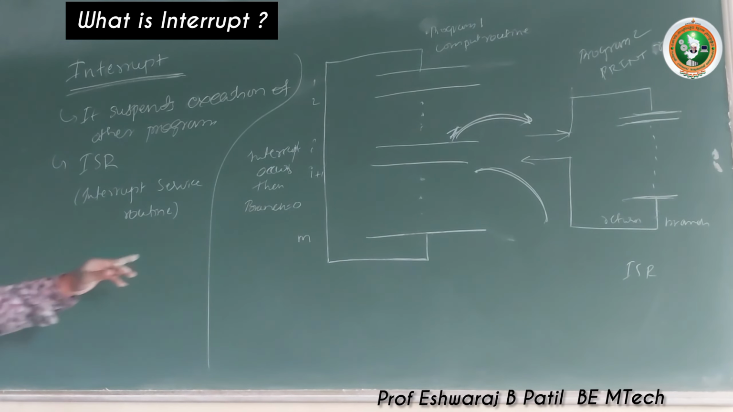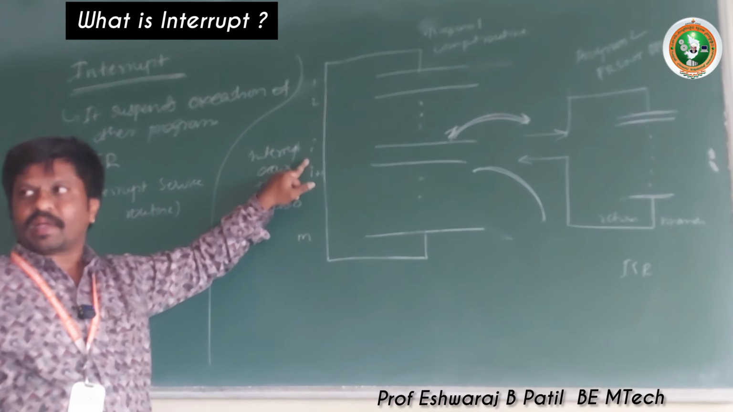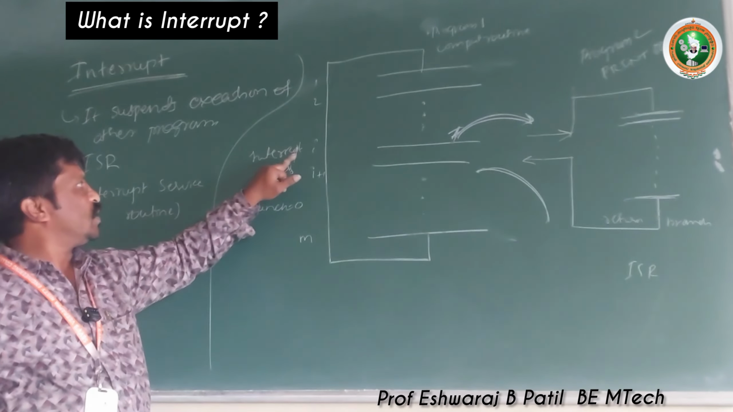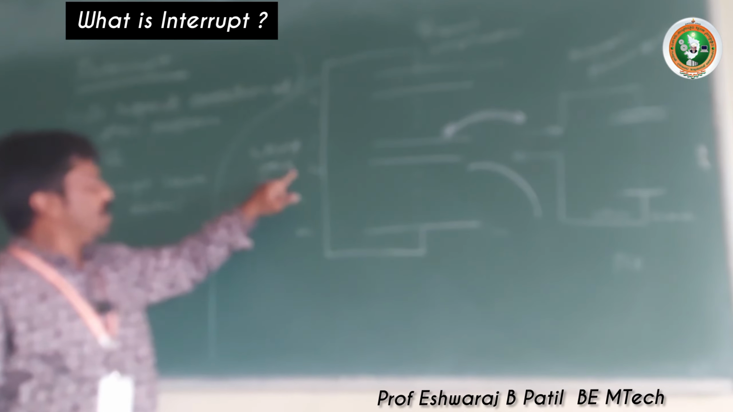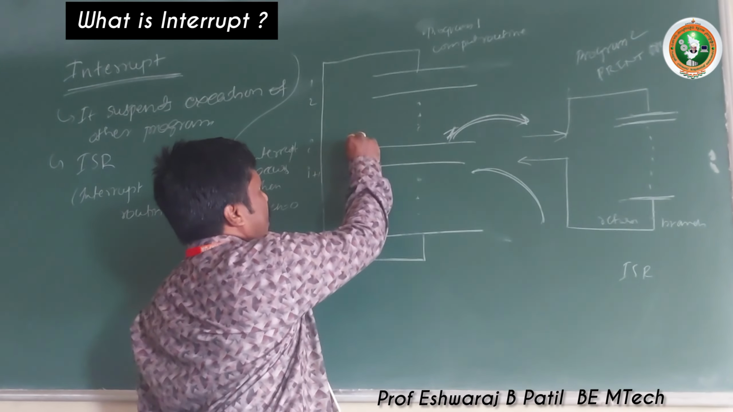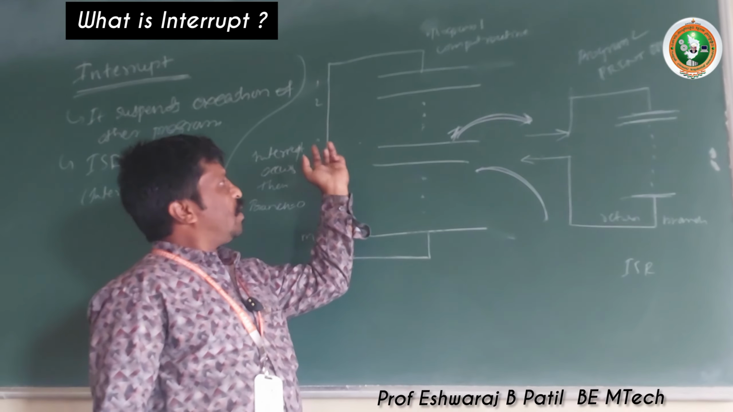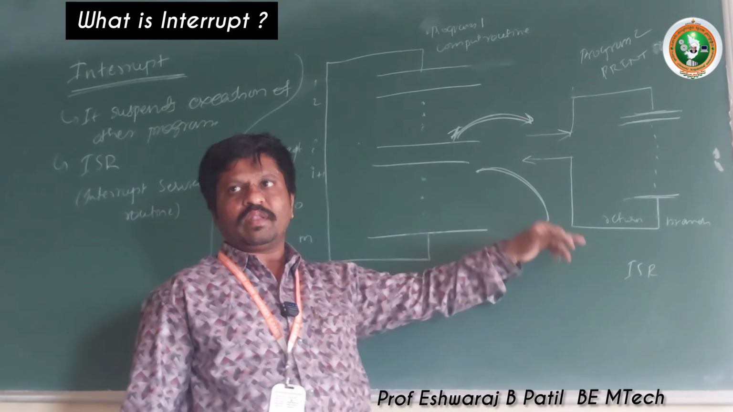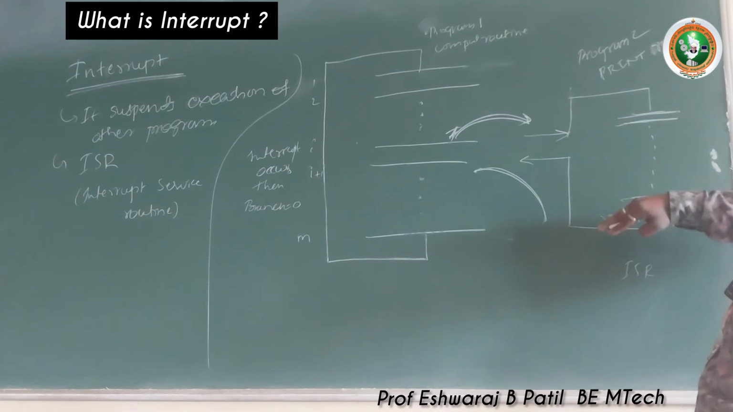For example, here in the main program the interrupt occurs at the instruction i. This is the piece of code. When the interrupt occurs at i, the address of the interrupt service routine is taken, and then the interrupt service routine program will be executed completely.